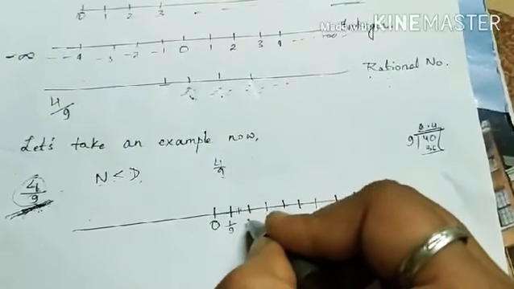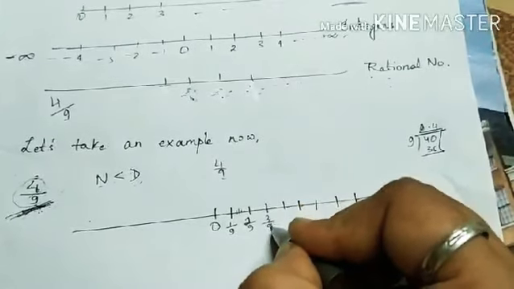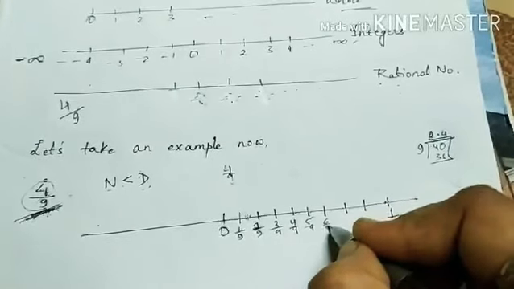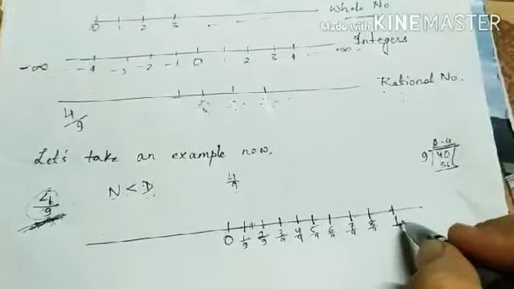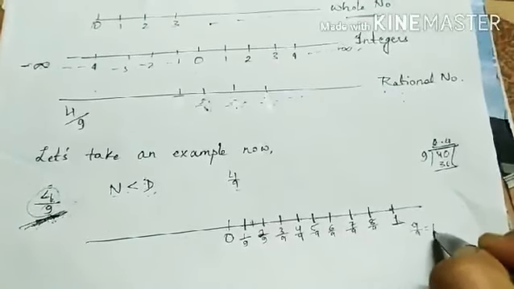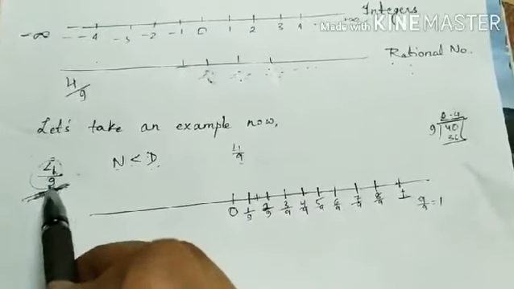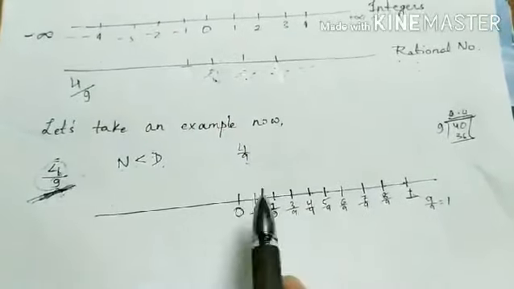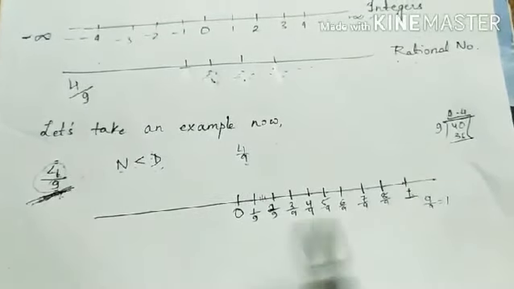We can write it as 1 by 9, 2 by 9, 3 by 9, 4 by 9, 5 by 9, 6 by 9, 7 by 9, 8 by 9, and this is 9 by 9, that is equal to the same thing, 1, right? So what we did, we just checked the denominator part. Since it is a proper fraction, we know that the value will lie between 0 to 1 only, and after that we got that mark.